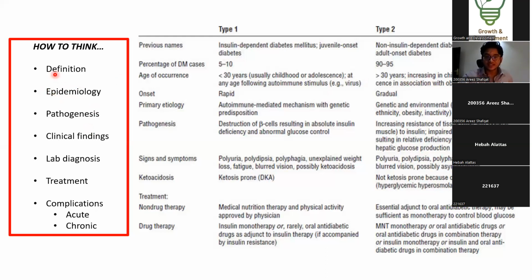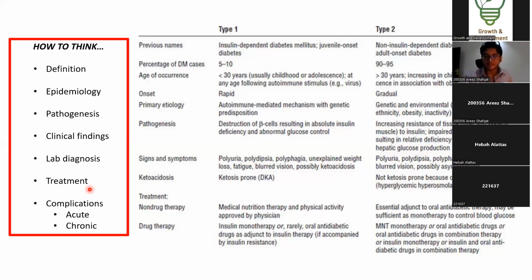Okay, so we've discussed definition, lack of insulin effect, epidemiology, pathogenesis, and clinical findings. Lab diagnosis: HbA1c, OGTT, and FPG, 6.5, 200, 126. Normal is 5.7, 140, and 100. Anything in between is pre-diabetes. Then treatment. The main problem in type 1 diabetes is you don't have insulin, so you can just give insulin. That's the mainstay of treatment of type 1 diabetes.